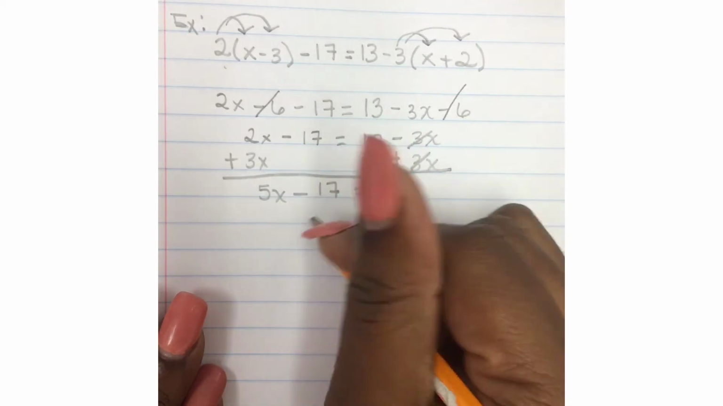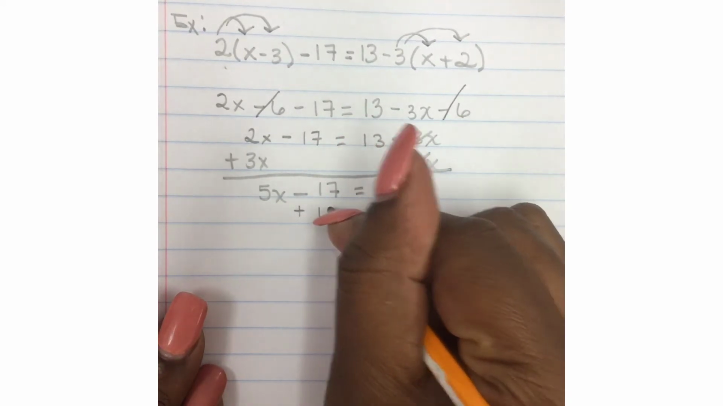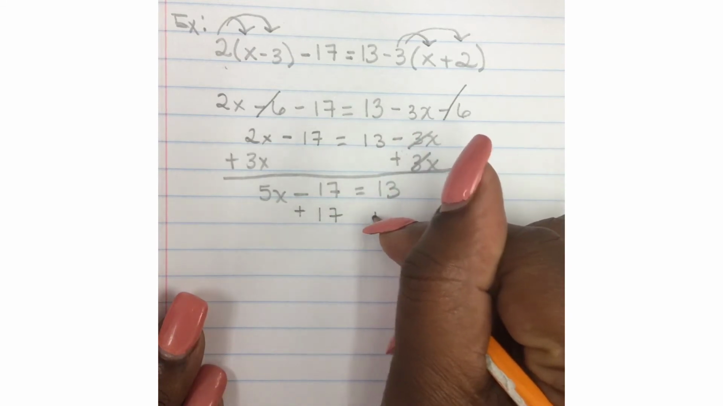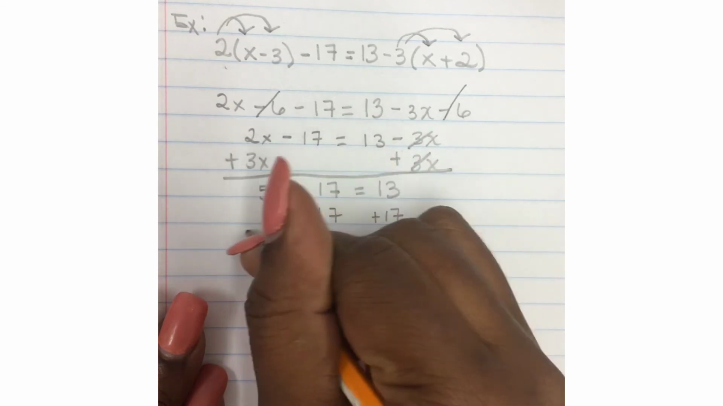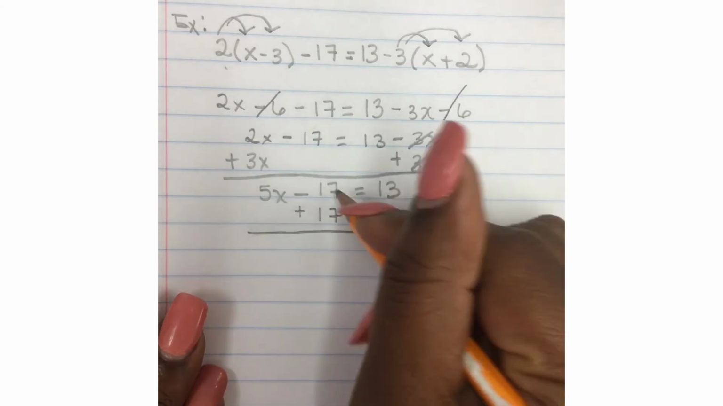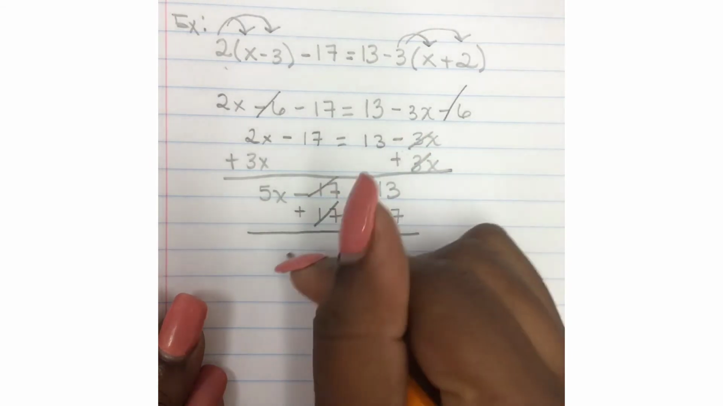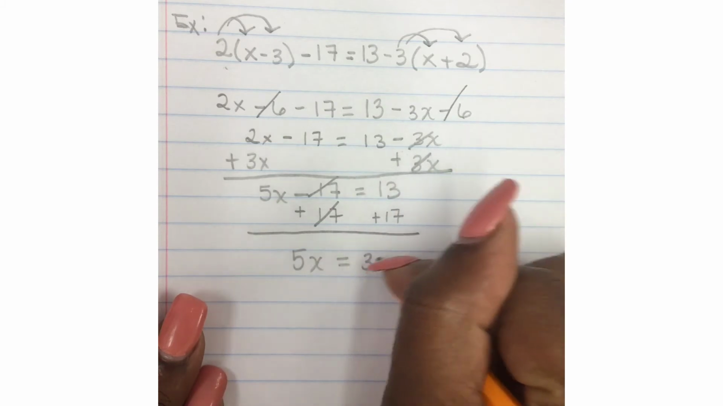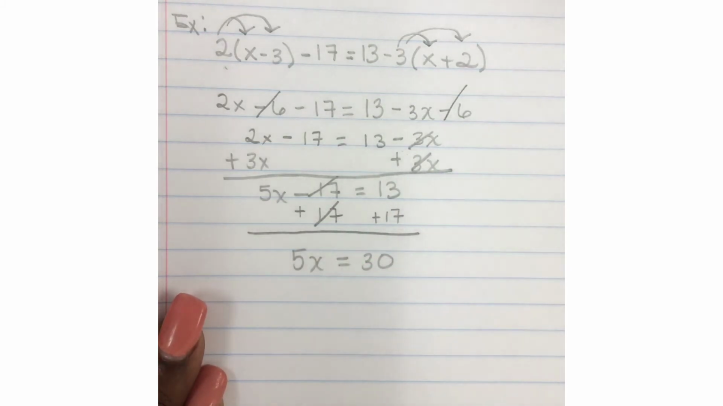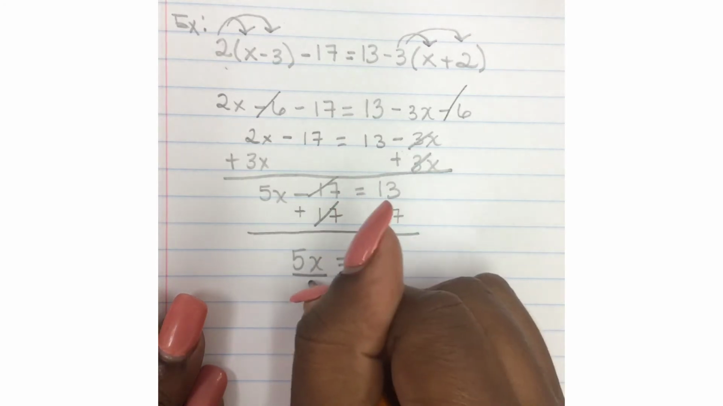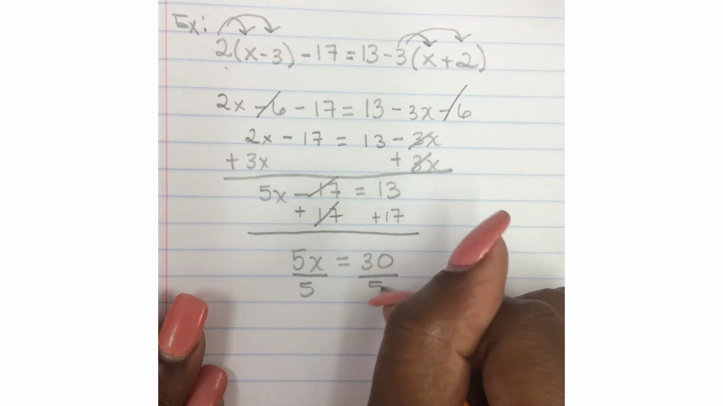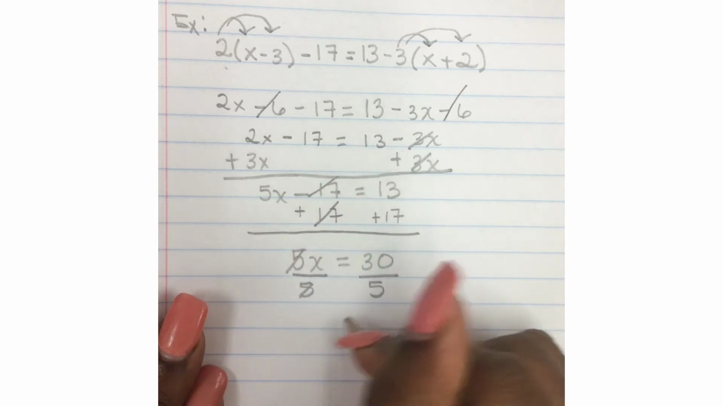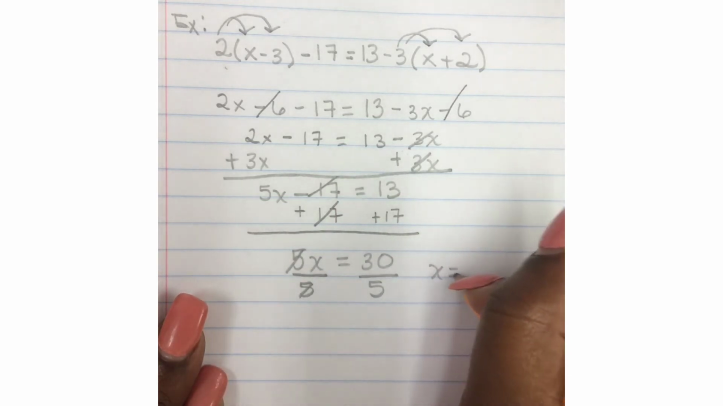Let's get that 5x by itself by adding 17 on both sides of the equation. My 17's cancel out, leaving me with 5x equals 30. Divide both sides by 5, and we get x equals 6.